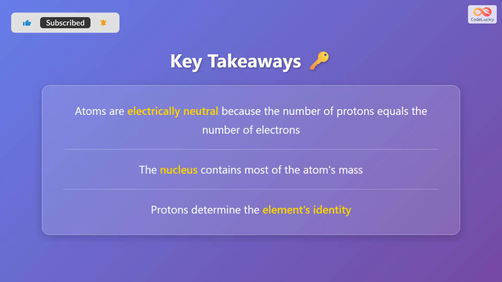Let's review the most important concepts about atomic structure. First, atoms are electrically neutral because they contain equal numbers of protons and electrons. The positive charges from protons perfectly balance the negative charges from electrons. Second, the nucleus, though incredibly small, contains nearly all of the atom's mass because protons and neutrons are so much heavier than electrons. Third, the number of protons in an atom's nucleus determines the element's identity. Change the number of protons, and you change the element itself. These fundamental principles help us understand how atoms form the basis of all matter in the universe.